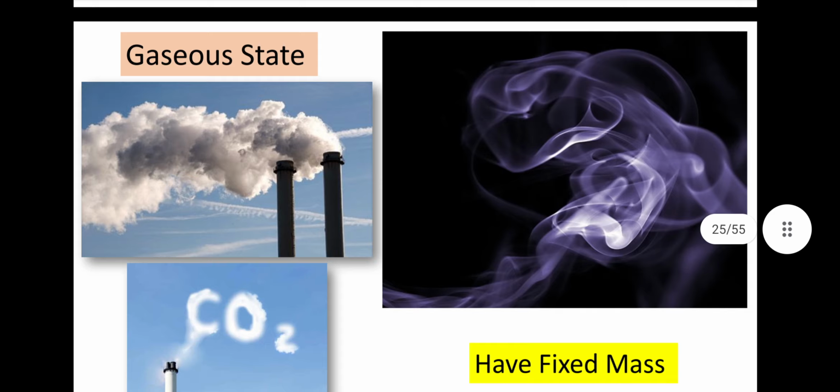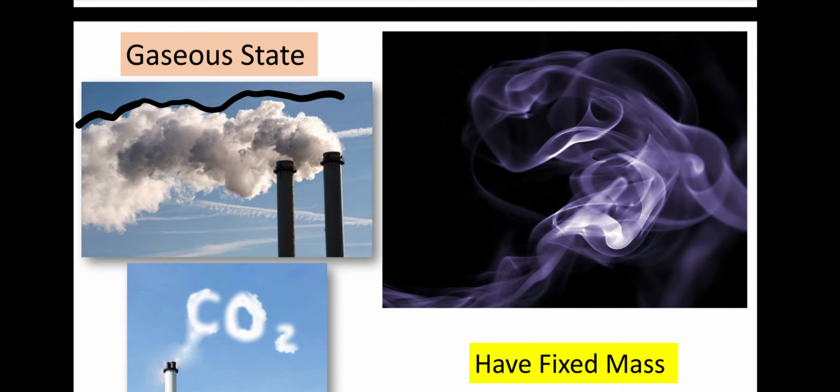Now let's talk about the gaseous state. What is gaseous? Gases have mass, but they don't have a fixed volume or shape. For example, over here it is shown. All smoking particles are right over here. Smoke and everything is here. All smoke.